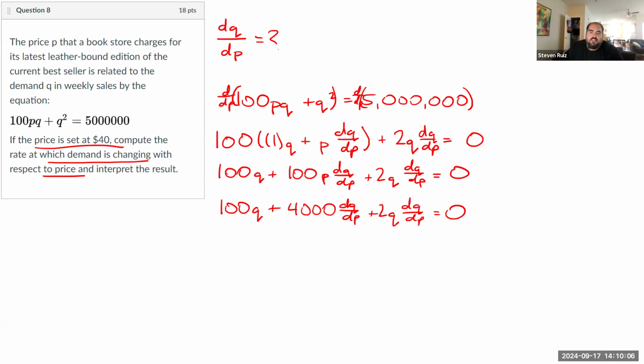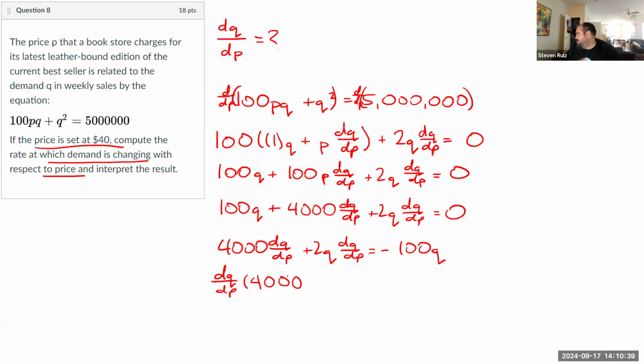So we're getting closer. To start trying to isolate dQ/dP, I'm going to get everything that doesn't have that dQ/dP derivative term on the other side of the equal sign. So 4,000 dQ/dP plus 2Q dQ/dP equals negative 100Q. Next, I'm going to factor out the dQ/dP from everything on the left-hand side. So 4,000 plus 2Q equals negative 100Q.